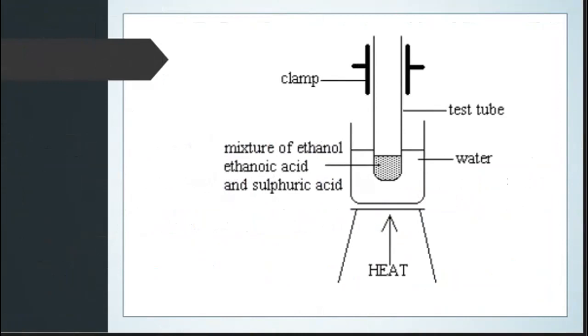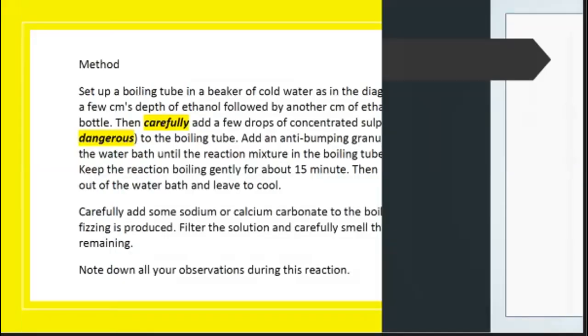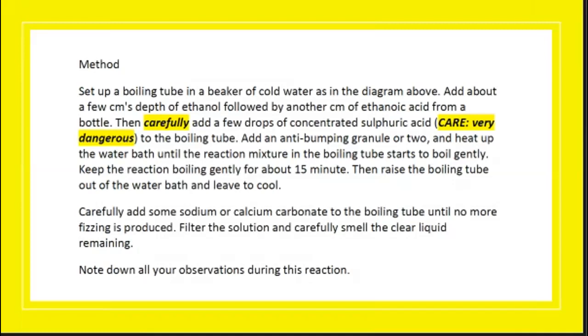Right, so let's take a look at this diagram. If we were to set up a boiling tube in a beaker of cold water, as in this diagram that we have in front of us, and we add a few centimeters of ethanol to it, followed by ethanoic acid, basically what we will have forming inside of here would be the formation of an ester. So set up a boiling tube in a beaker of cold water, and add a few centimeters depth of ethanol, followed by another few centimeters of ethanoic acid from a bottle. Then carefully add a few drops of concentrated sulfuric acid.